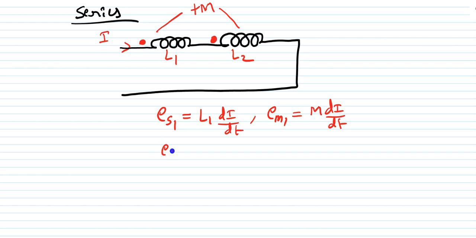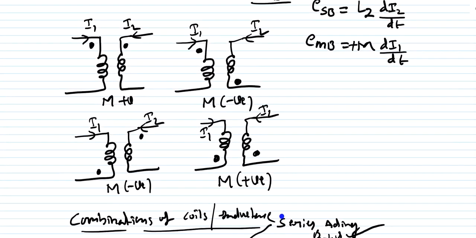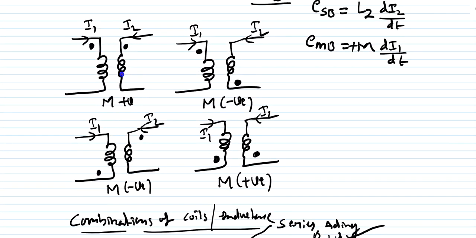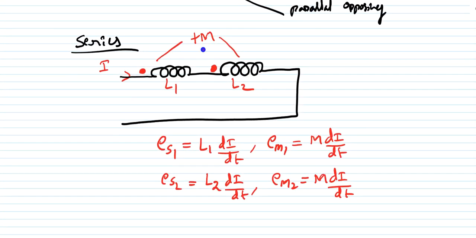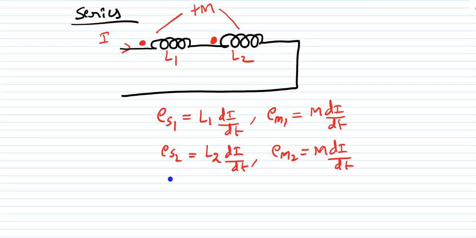Similarly, what is the self-induced EMF in the second coil? L2 di by dt. And what is the mutual induced EMF in coil 2? That is also M di by dt. I am writing here, because the same current is entering at the same dot, so positive is coming. So this is the induced EMF in both the coils.